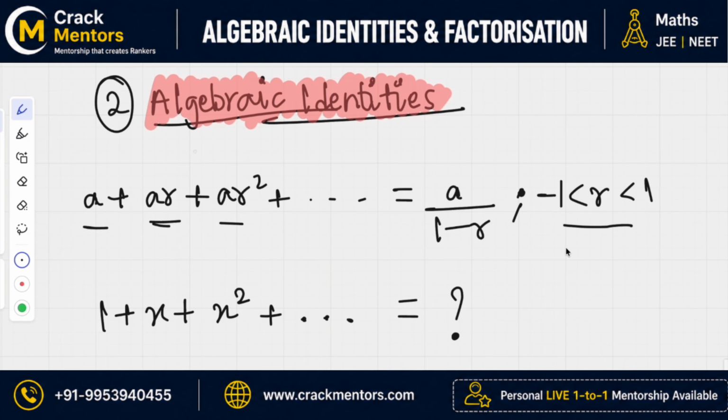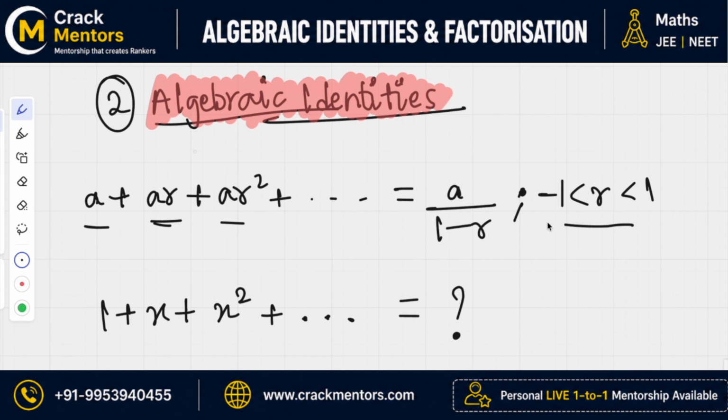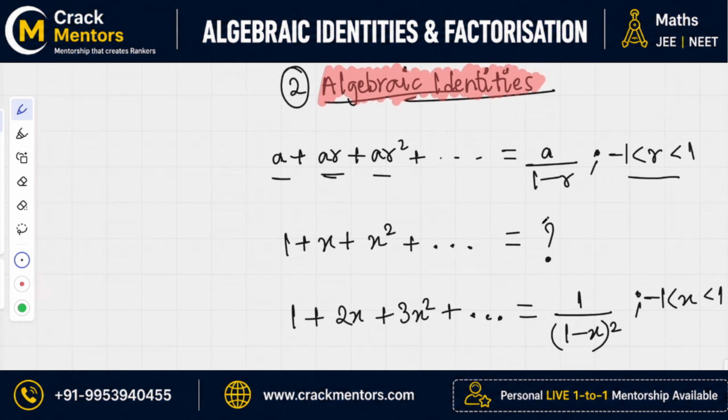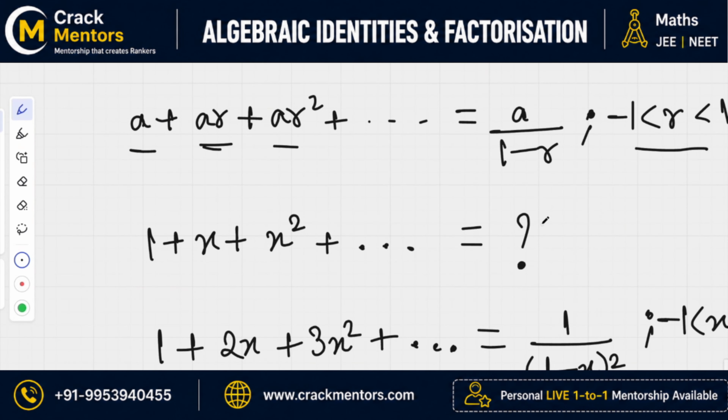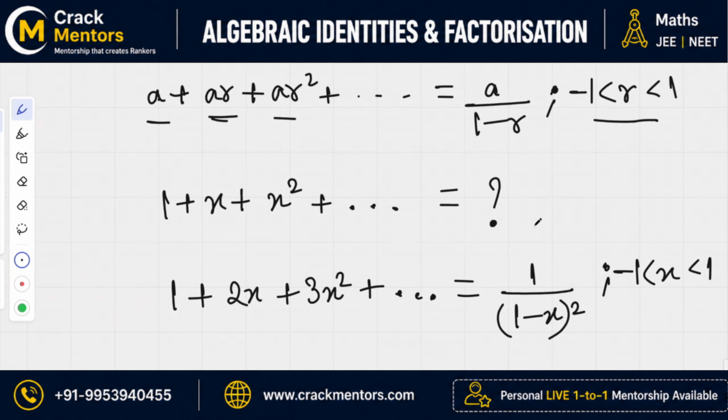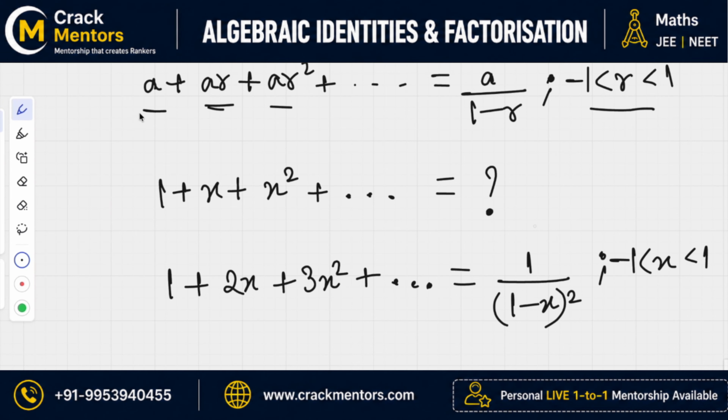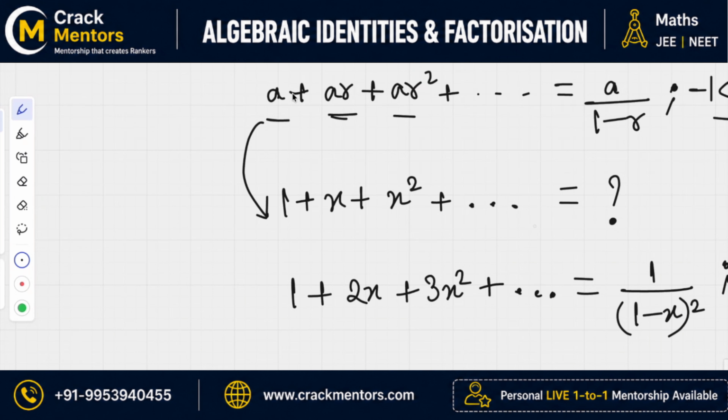You might be worrying about what this a is and what this r is. You can just remember this right now, right? Now let's solve a question based on this. So 1 plus x plus x square, so on till infinity, right? If you compare it, can you say that my a is 1, and ar is x? My a is 1, right? So r becomes x. Perfect.